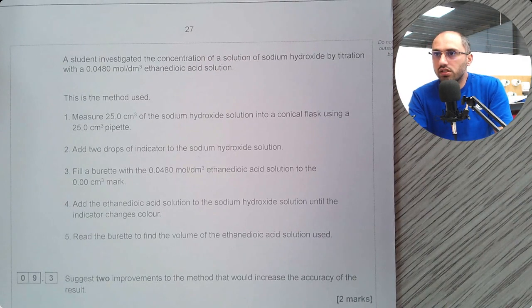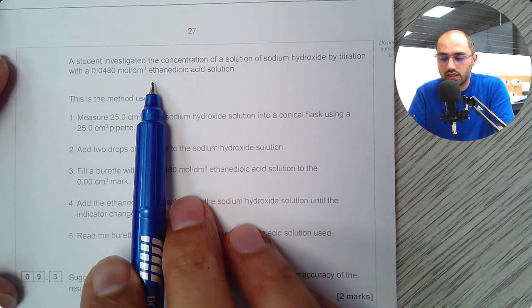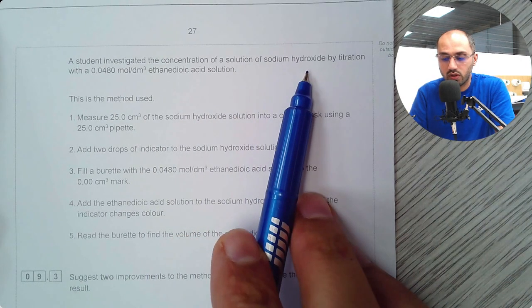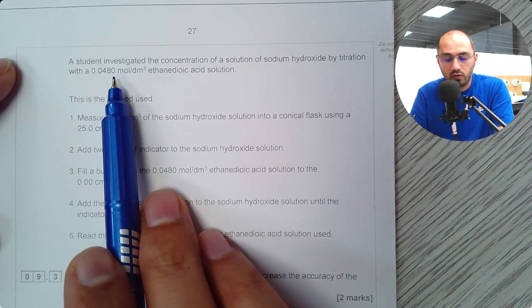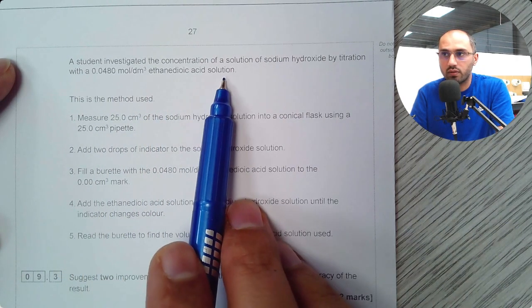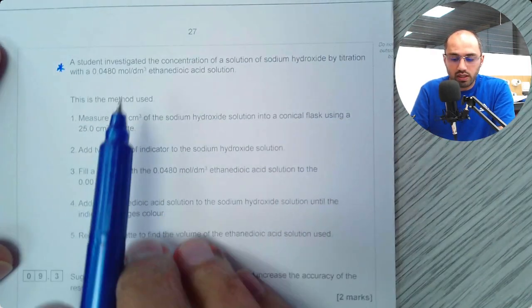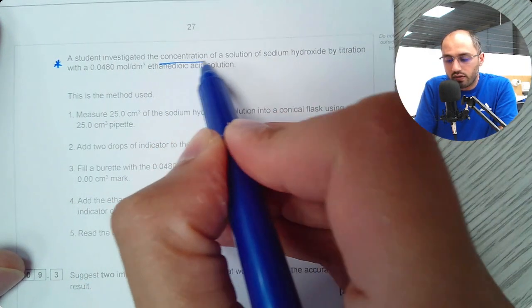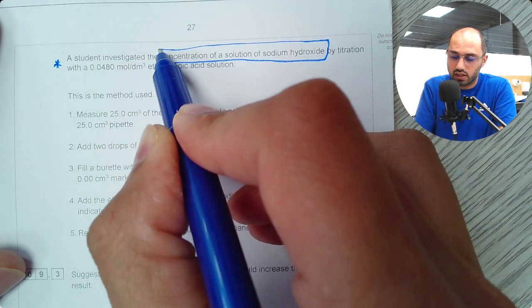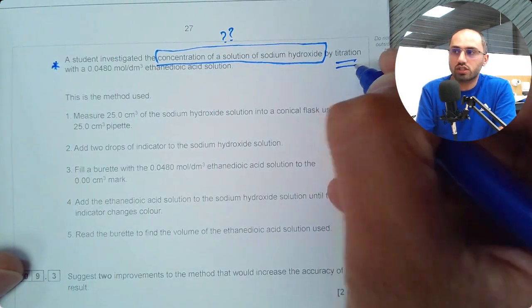The question then continues, and now the student decides to carry out a titration. So they've given us some data about it. It says a student investigated the concentration of a solution of sodium hydroxide by titration with 0.0480 mole per dm cube ethanoic acid. Again, important to understand. So what they're trying to do is work out the concentration of sodium hydroxide. This is not known, but we can determine it using titration.